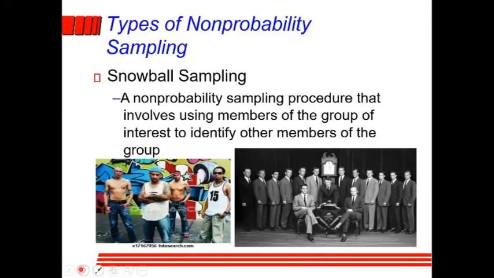And then for the snowball sampling, we have a non-probability sampling procedure that involves using members of the group of interest to identify other members of the group. Kung mapapansin mo dito, pareho siyang group sa picture, di ba? Ang pinagkaiba lang is, ibang grupo ito, let's say ito is mga may tattoo or mga hip-hop, and then dito is mga bachelor. So, i-identify mo yung members ng group, kung ano yung interest nila, and i-identify mo din yung members ng other group. Doon naman yung ginagamit yung snowball sampling.